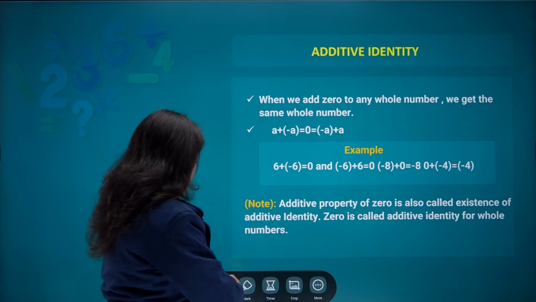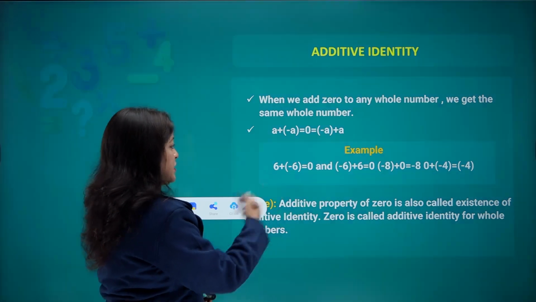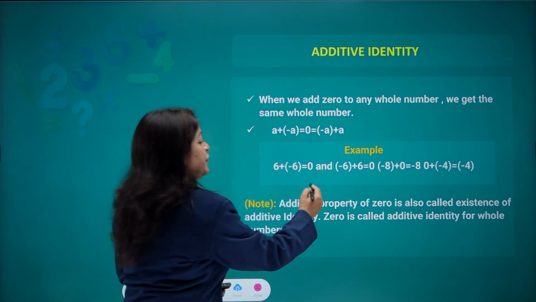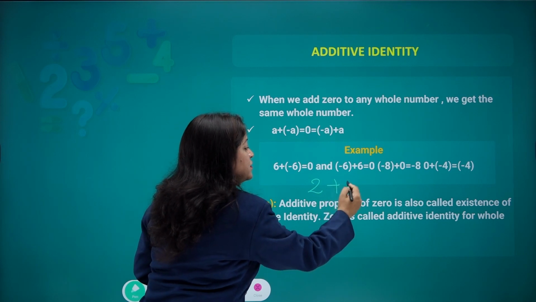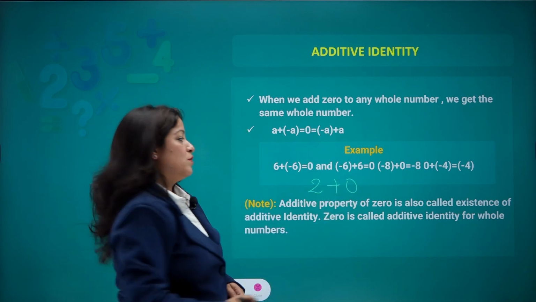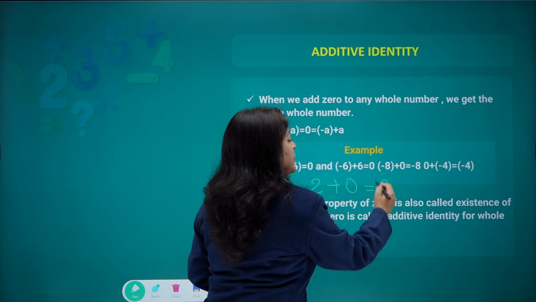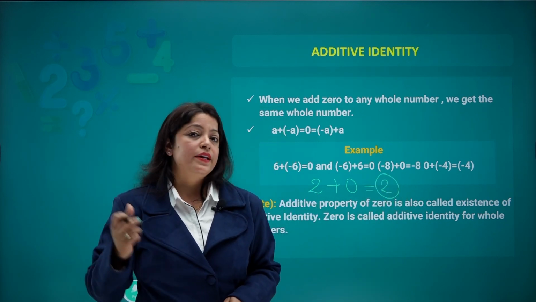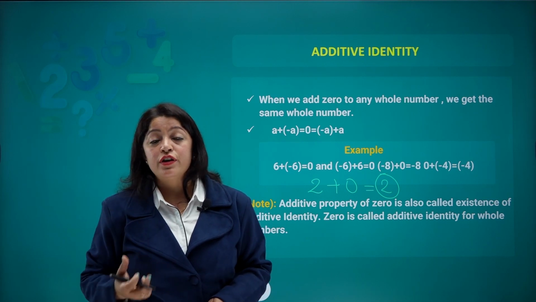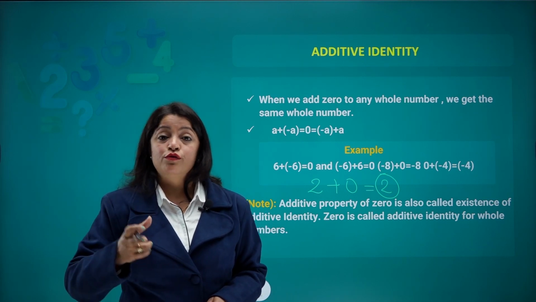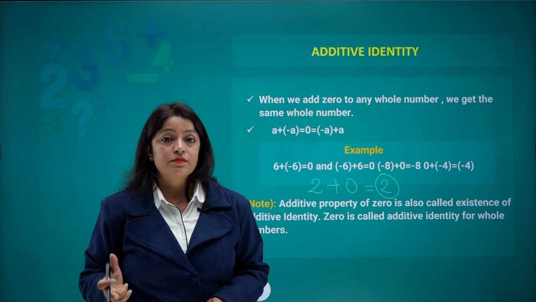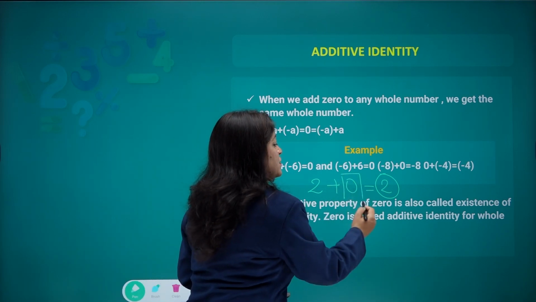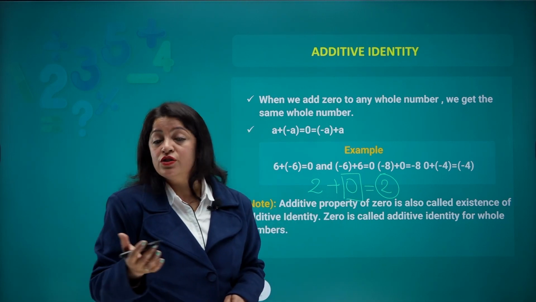That means if to any number, suppose let me take an example here, 2. Okay, so I can say if I take the number 2 and if I add 0 to it, right, what will be the result? The result will be 2 only. That means when I am adding 0 to a number, the identity of the number is not changing. So what is the additive identity here? Additive identity of any number is 0, because this is the only number which does not change the identity of any number.